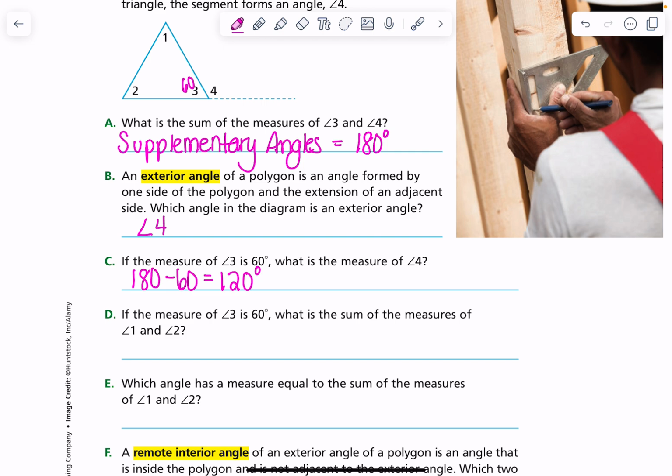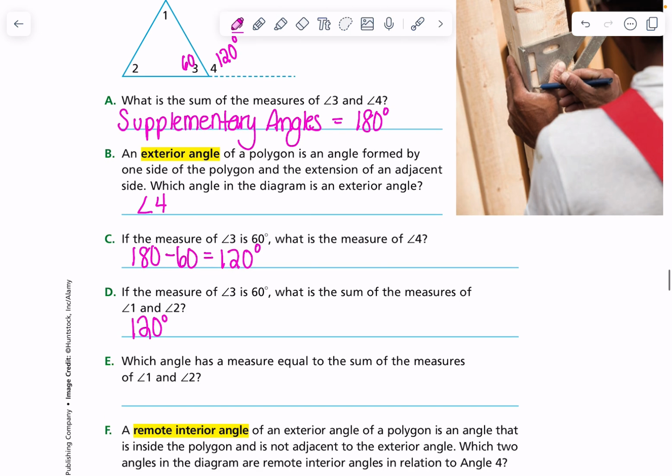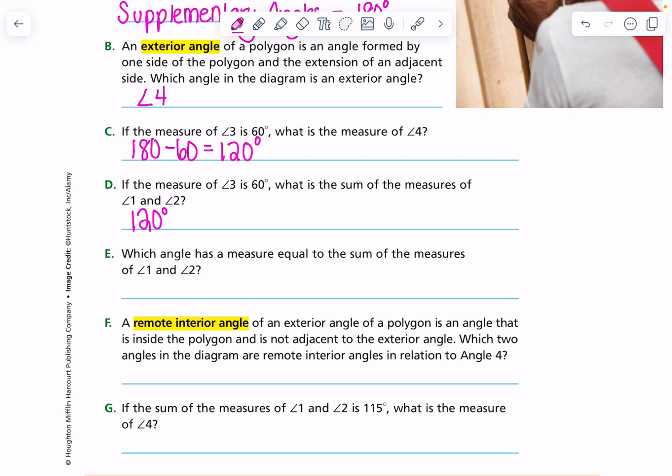Letter D, if the measure of angle 3 is 60, what is the sum of the measures of angles 1 and 2? So the measures of angles 1 and 2 will also have to be 120 degrees. We learned that yesterday, that if angle 4 was 120 degrees, then angles 1 and 2 have to be equal to it. Letter E, which angle has a measure equal to the sum of the measures of angle 1 and 2? So we learned that yesterday. That's what I just said, angle 4.